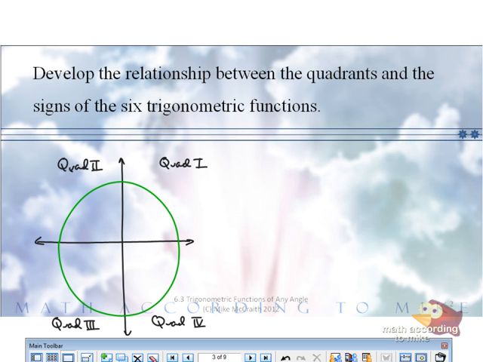So if we were to pick a point in the first quadrant, tell me something about the coordinates. The x-coordinate would be what? Positive, and the y-coordinate would be also positive.